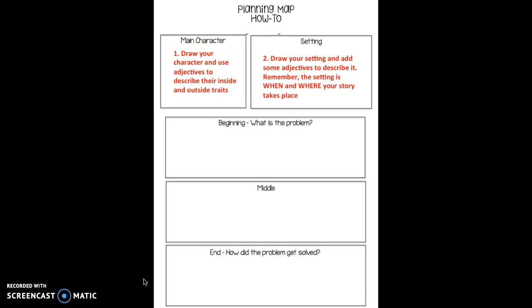For the setting, that would be the next box you'd want to fill in. You're going to draw your setting and add some adjectives to describe it. Remember, the setting is when and where your story takes place.